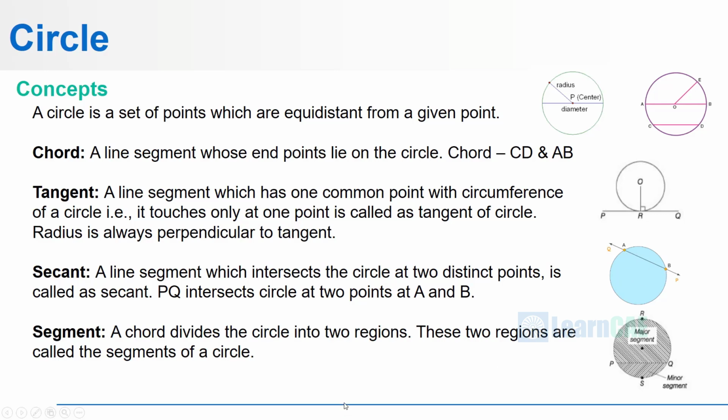Next is the segment. It is a chord that divides the circle into two regions and these two regions are called as major segment and minor segment. The bigger one is the major segment and the smaller one is the minor segment.